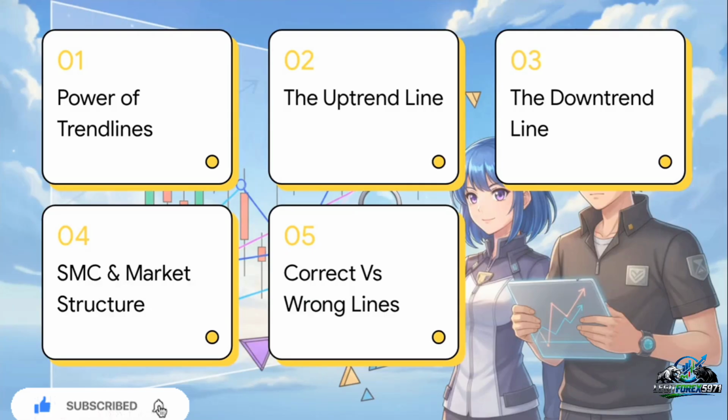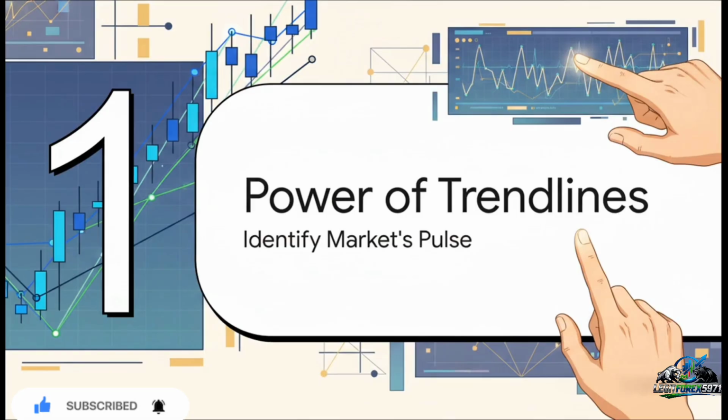Here is our quick roadmap for today. We'll start with the power of trend lines, move into mastering the uptrend line, then master the downtrend line. After that, we'll get into the advanced stuff with SMC and market structure, and finally, we'll break down correct versus wrong trend lines. All right, kicking things off with Section 1, the power of trend lines, identifying the market's pulse.